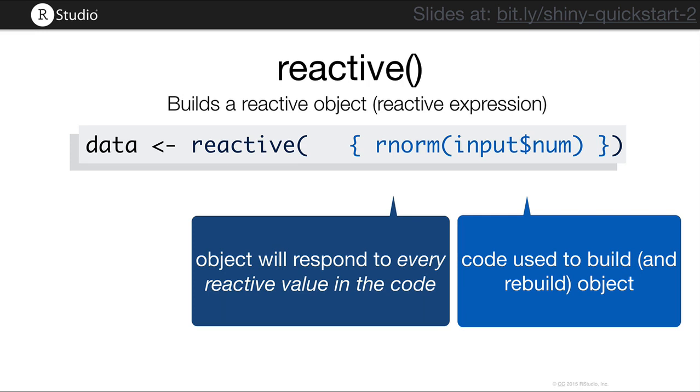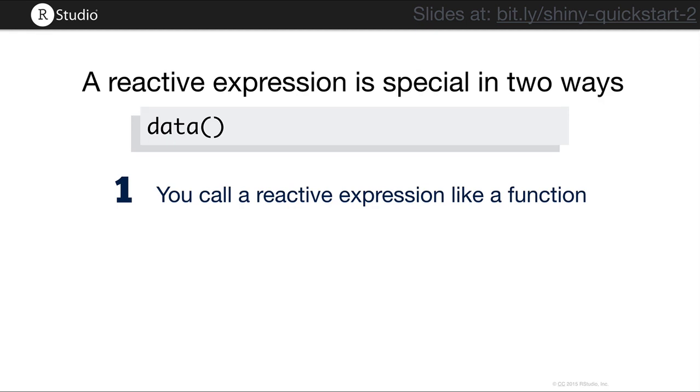Reactive expressions sort of emulate R objects. You create them and then you use them again later. But they're actually different in a couple of ways. In the first way, the most important way for avoiding errors, is that reactive expressions are technically functions.